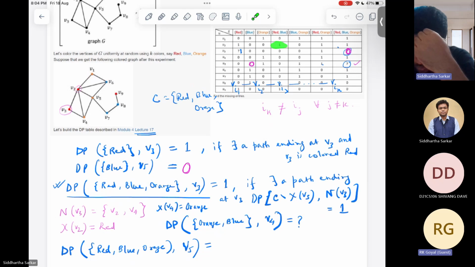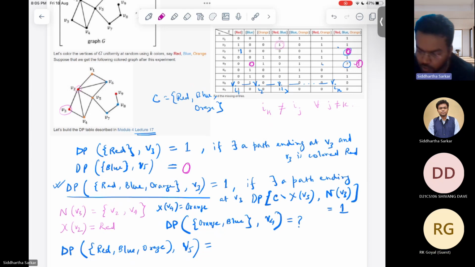V2 cannot use orange, but it can use red and blue, right? So I'm highlighting that cell. This is already one. So we have found a perfectly distinct path. But then how did they get this value as one, that the DP of red, blue on the vertex V2 is this one?